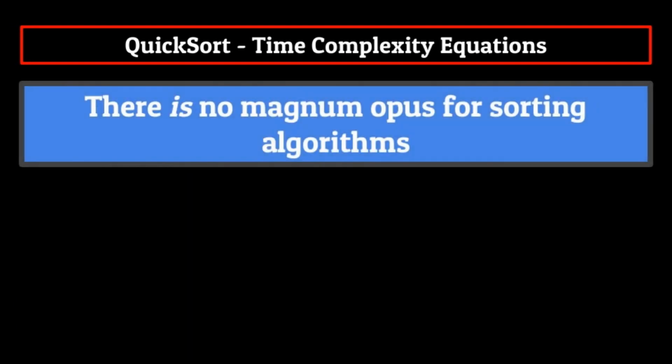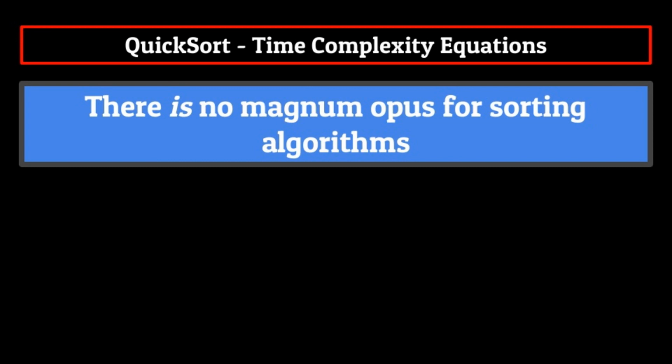The first is that there is no end-all be-all magnum opus for sorting algorithms. Each of them have their own strengths and weaknesses. If there was only one god-tier sorting algorithm, we would only have to learn about that one algorithm, which would be incredibly useful and also make my job obsolete. So let's not humor that idea any longer.